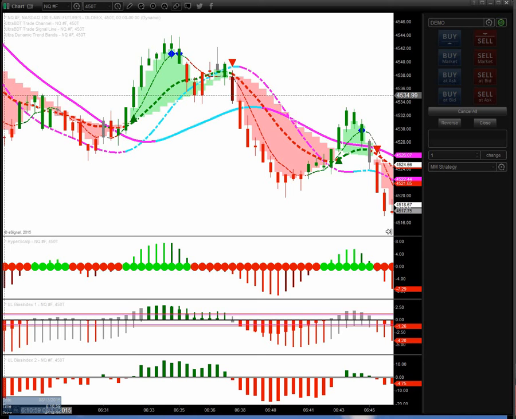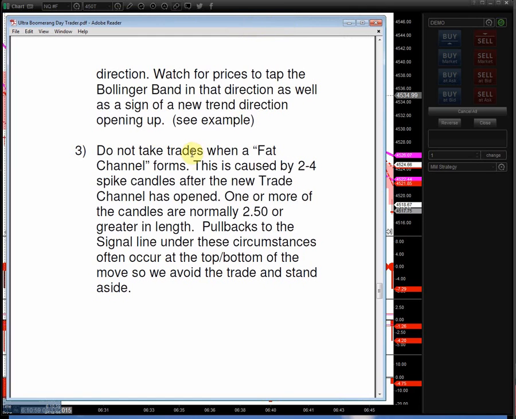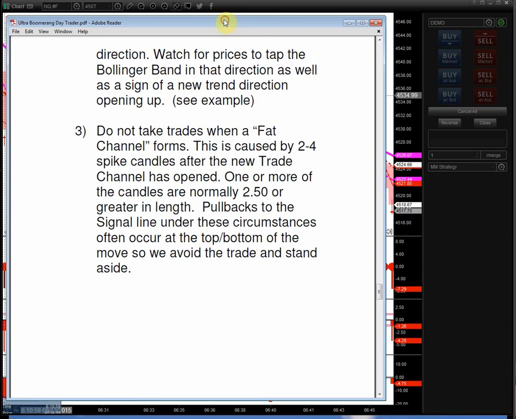Keys, okay, dynamic trend bands, and here it is here. Here's the exact rule. Do not take trades when a fat channel forms. This is caused by 2 to 4 spike candles after the new trade channel is open. One or more of those candles are normally 250 in length or greater. The pullback sig line in these circumstances often occurs at the top or bottom of the move, so we avoid the trade and stand aside.